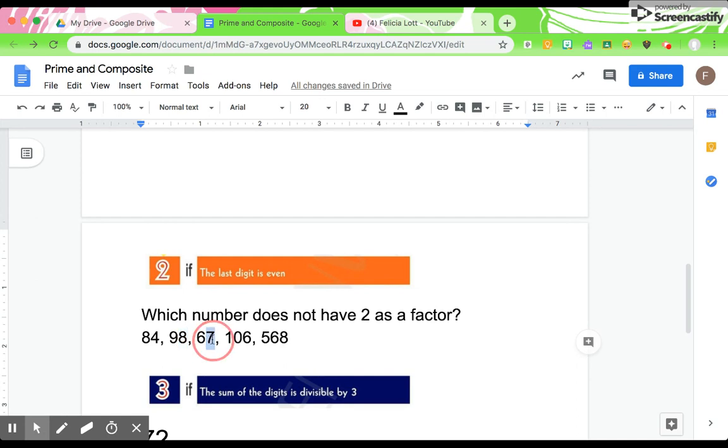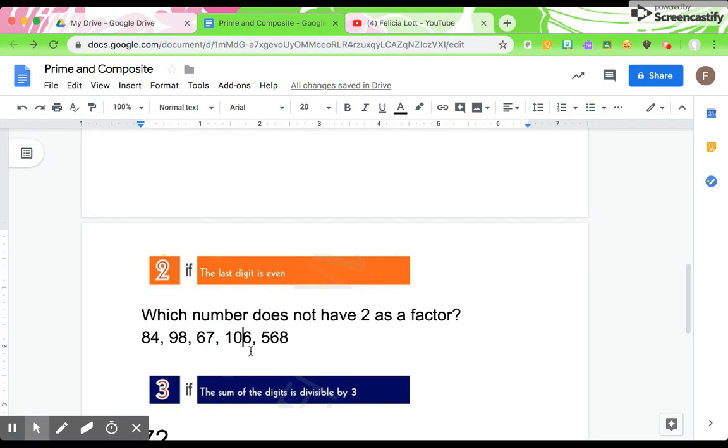Now, looking at 67, is 7 an even number? Oh, no, I don't think so. So that means that this number is odd and 2 cannot be a factor. So 67 would be the answer to this question. However, if we continue on, we have 106.